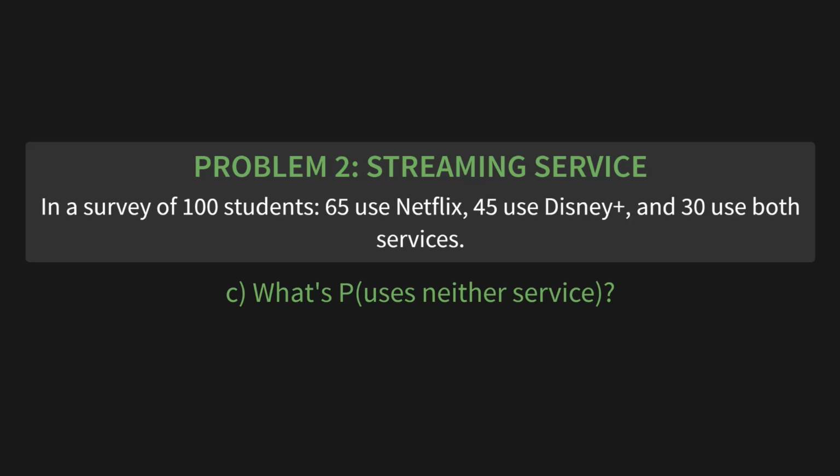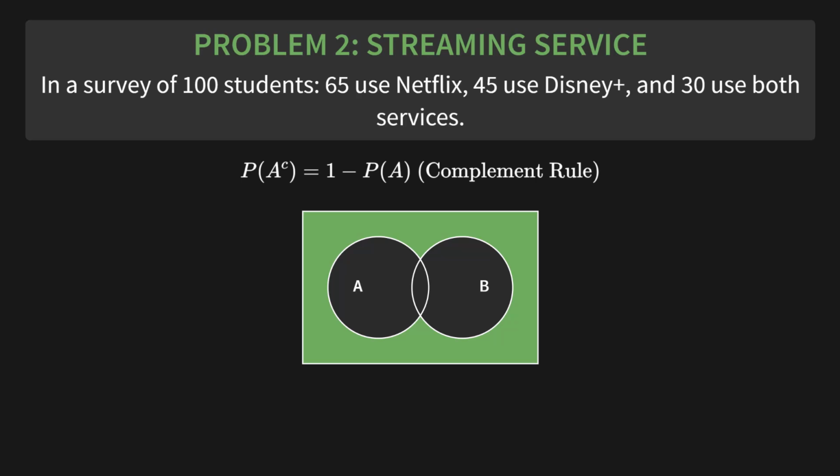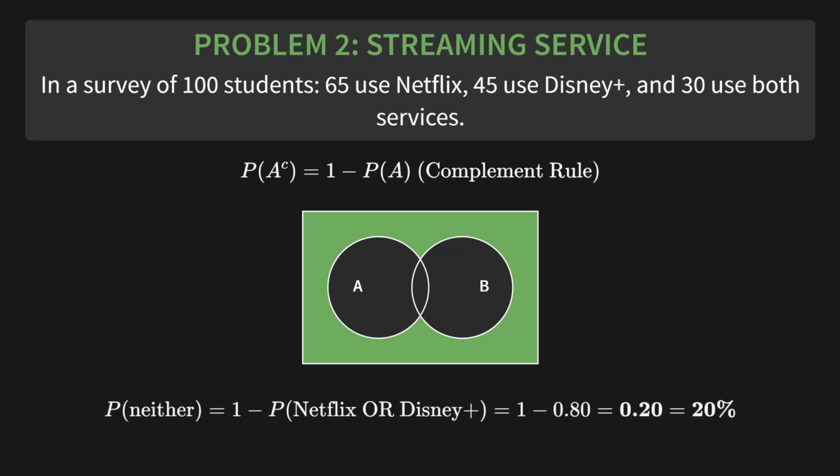What's P of uses neither service? Here's a clever trick. Use the complement. If 80% use at least one service, then that leaves 20% using neither service. What's cool about Venn diagrams is they make everything visual. You can literally see the overlaps, which prevents those sneaky double counting errors. Trust me, drawing these will save you from so many mistakes.